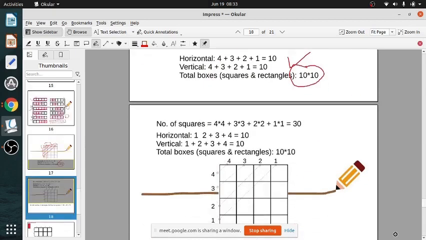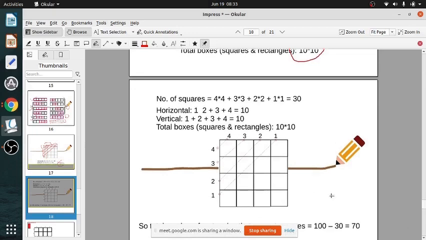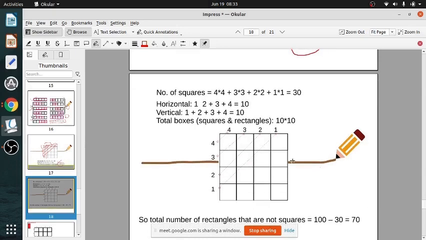Then let us see squares and rectangles separately, if you want to calculate. Squares and rectangles separately we have calculated, this is just for reinforcement. For squares you take 4 into 4, 3 into 3, 2 into 2 and 1 into 1. You add all this, you get 30.